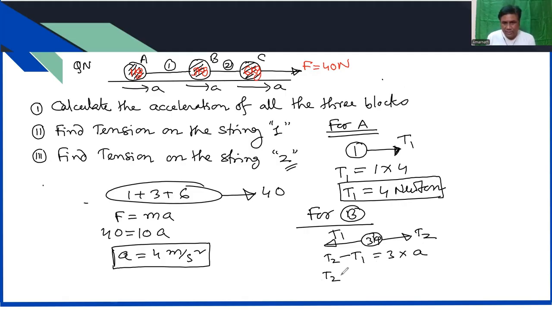So tension T2 minus T1, the T1 value is 4 only. And acceleration is 4, no? Acceleration is 4. So it is 12. So it means T2 is equal to 16 Newton, okay? Enough, okay?